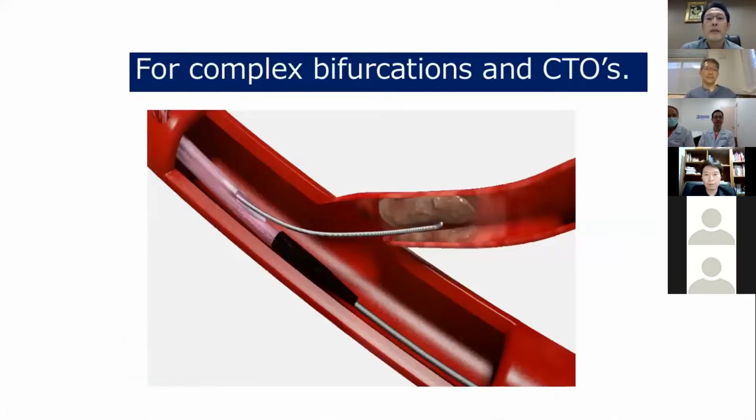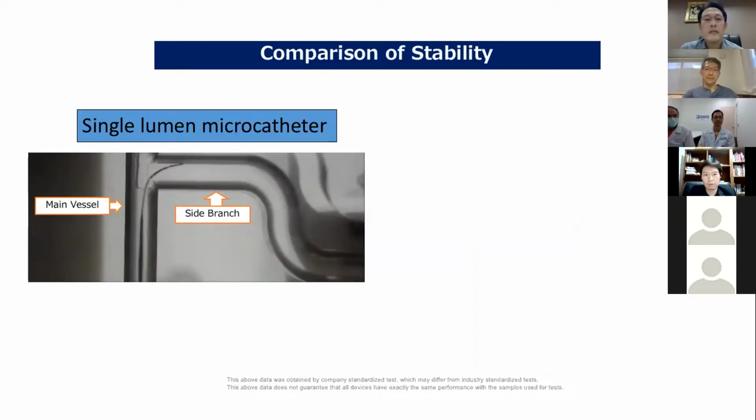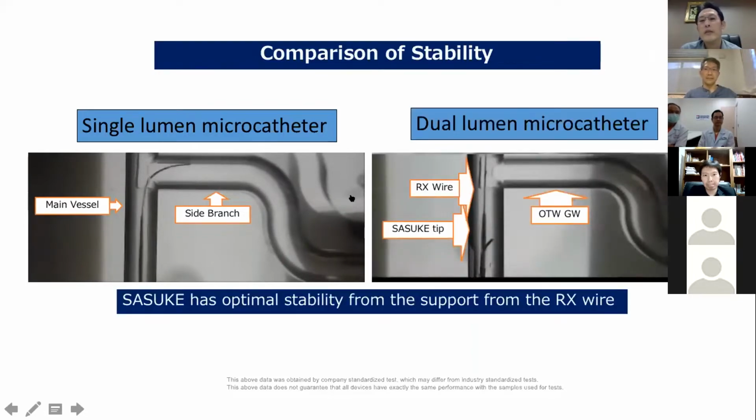So for the complex bifurcation CTO, this is a video demonstration when you use the single lumen microcatheter to cross the CTO of the side branch. This does not have good enough support to cross the lesion. To compare with the dual lumen microcatheter, this is a rapid exchange wire, and this is the Sasuke tip over the OTW port to cross the side branch. It has good stability and support to cross the lesion.